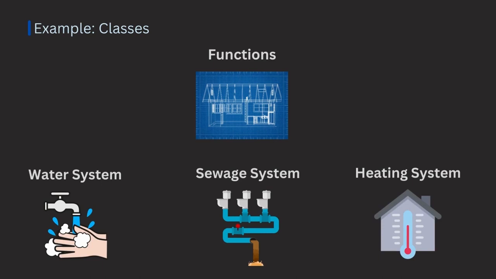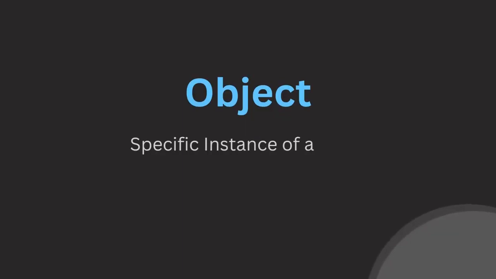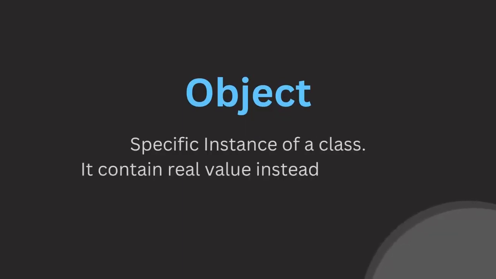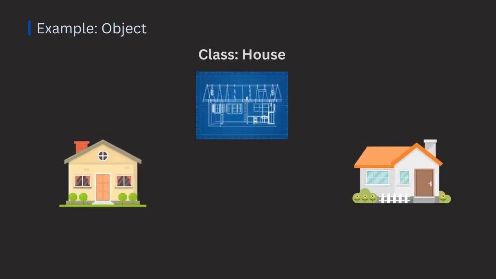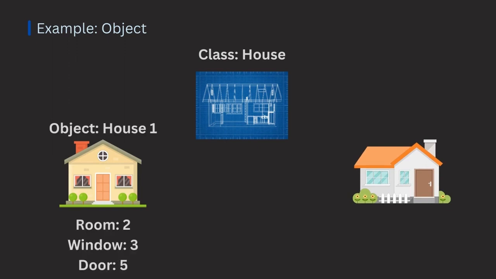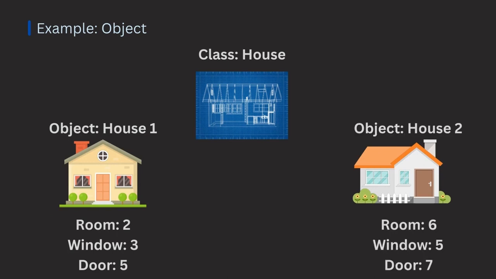If we want to build a real physical house, then it refers to the concept of object. An object is a specific instance of a class, it contains real values instead of variables. Now we want to build 2 houses, let's give names to the houses. House 1 has 2 rooms, 3 windows, and 5 doors. Similarly, House 2 has 6 rooms, 5 windows, and 7 doors.